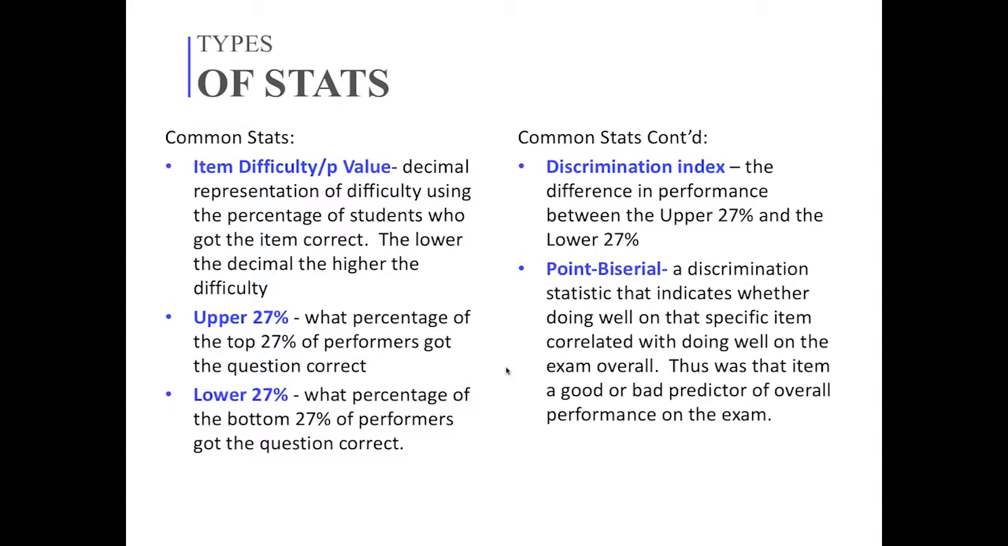If there's a bad difference, being more of the bottom students got it correct than the top, you'll actually see a negative number. From there, the last one that I really want to focus on for the duration of today's presentation is point biserial. It's similar to discrimination index in that it is another discriminating statistic: did this item discriminate well between your students? But it does it a little bit differently.